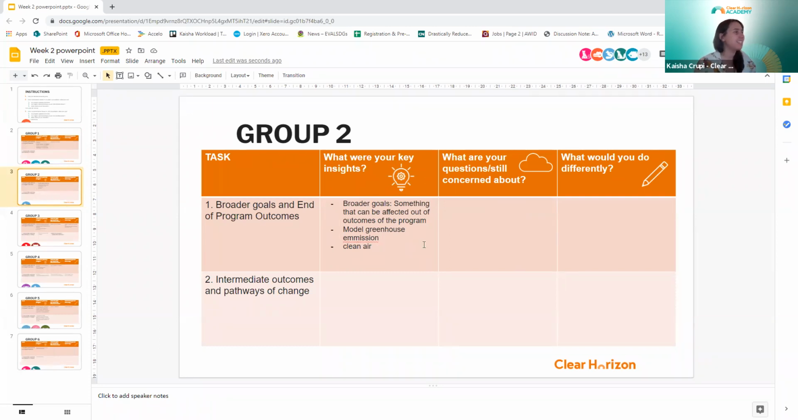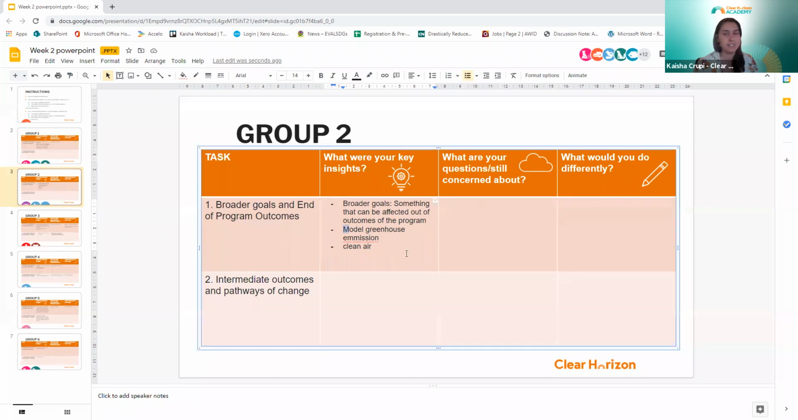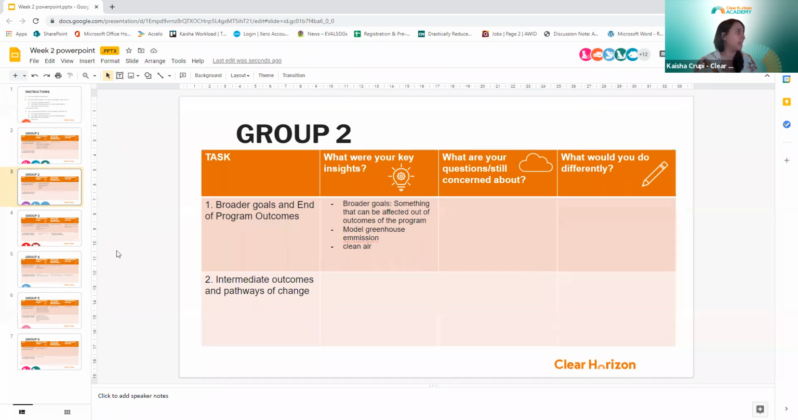So group 2's key insights: something that can be affected out of the outcomes of the program. The greenhouse gas emission model. What do you mean by that there? Or is this just labeling some of the things that we referred to? I think probably the latter. I might just move on for the sake of time.